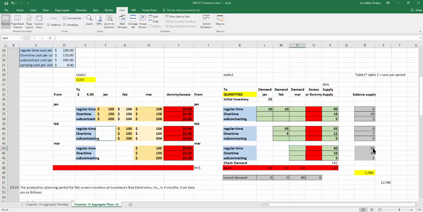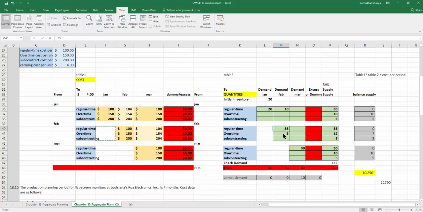How much is available? What is the capacity for me to produce? I can only produce 30 at the cost of 100. So I would assign 30 here. Now, at this point, I can either choose to make at the cost of 150, or I can bring it from the previous period. In the previous period, I have already used up everything in my regular time.